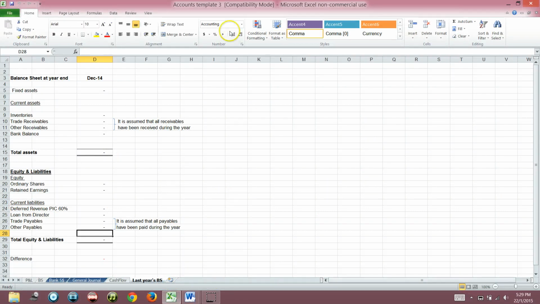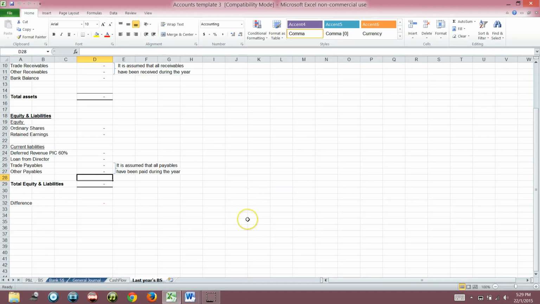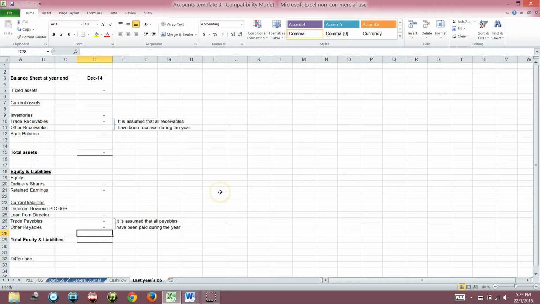Okay, so this is how our templates look like. This accounts template 3 is suitable for second year, third year and fourth year. That means second year onwards company. Okay, so you only need to fill in all these sheets.